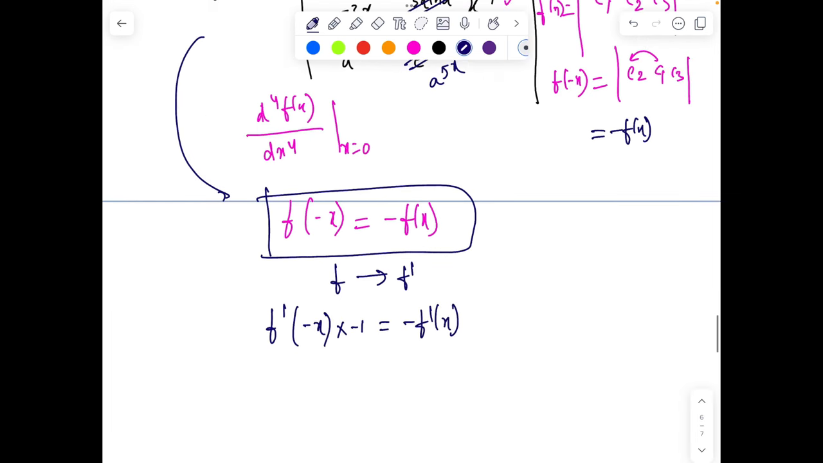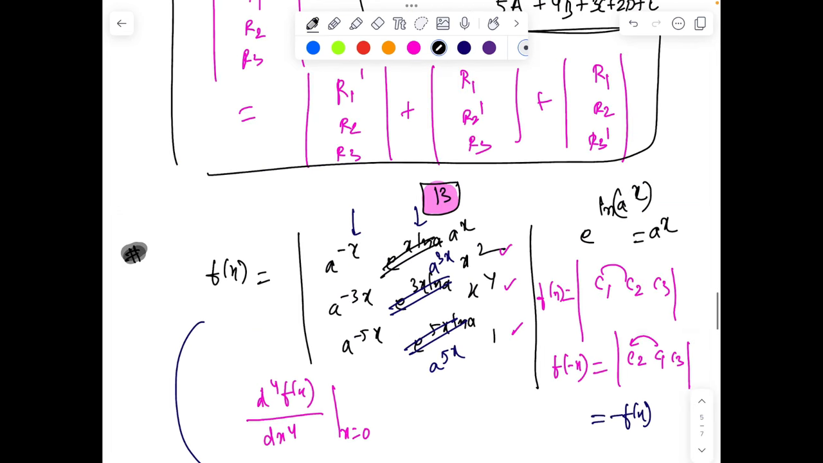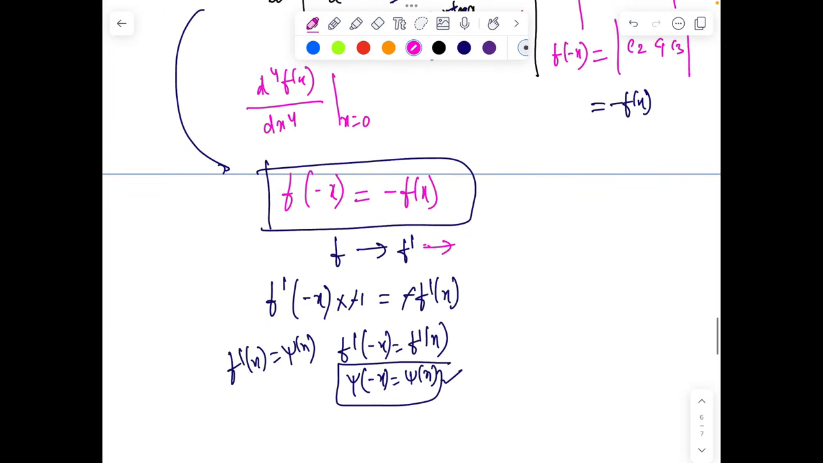तो यहाँ से आ गया f is odd function, अगर f odd है तो इसका first derivative even हो जाएगा, because you can see f dash minus x into minus 1 equals minus f dash x. Okay, the minus minus gone, f dash minus x equal to f dash x. So if I take f dash x as a new function, let's say psi of x, so clearly psi of minus x is psi of x. So psi is an even function, provided it's differentiable.